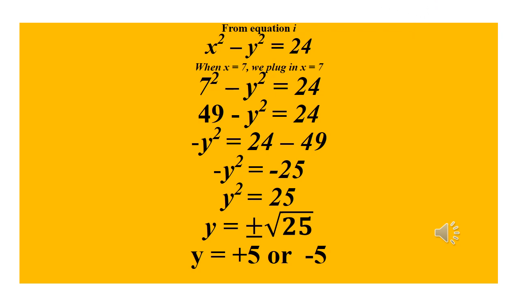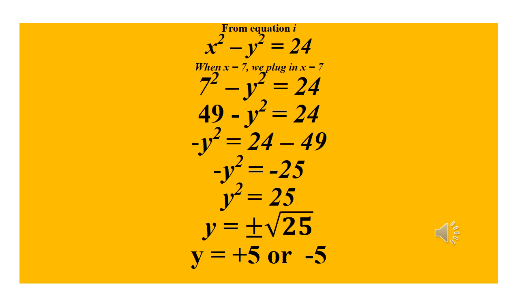Now, from x squared minus y squared equals 24, we want to plug in the value of x as 7 that we got earlier. So if you plug it in, then you replace x by 7, then we have 7 squared minus y squared equals 24. So 7 squared will give us 7 times 7, and that's 49. Then minus y squared equals 24.